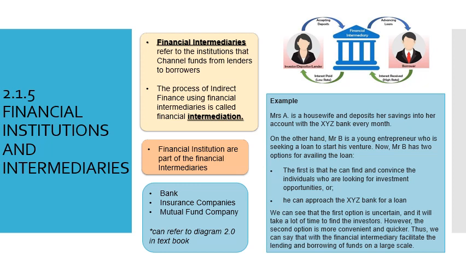We have a lot of financial institutions. Financial institutions are part of the financial intermediaries, for example banks, insurance companies, mutual fund companies, and others. You can refer to diagram 2.0 in the textbook. Actually, the process of indirect finance using financial intermediaries is called financial intermediation.